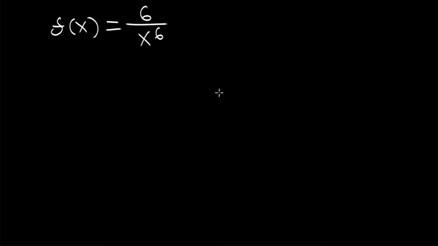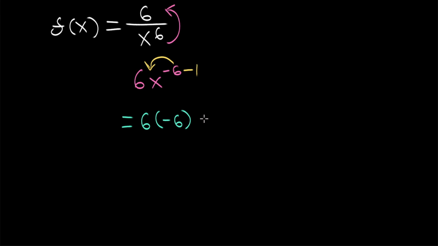The first thing we want to do here is move this. We're looking for the derivative, so I don't think I mentioned that. We want to move this to the top, and that leaves us with 6x to the negative 6th. Remember, this becomes a negative when you move it to the top. After this, we want to use the power rule, bring the 6 down, and then minus 1 here. And that essentially leaves us with 6 times negative 6x to the negative 7th.